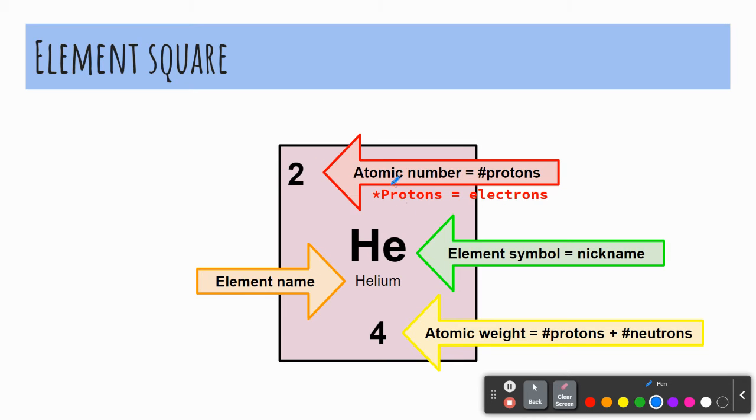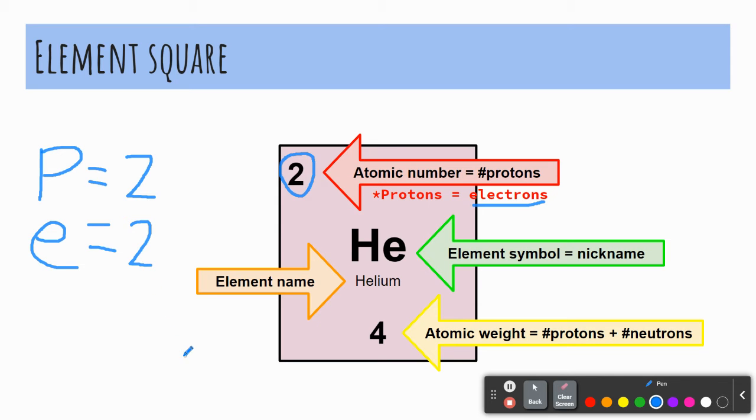So if we're looking here, if we're trying to find protons, we're going to look here, and we know there are 2 protons. Remember, this number here also tells us the number of electrons. So electrons is also 2. All right. So now to find the neutrons, you have to do a little bit of math.